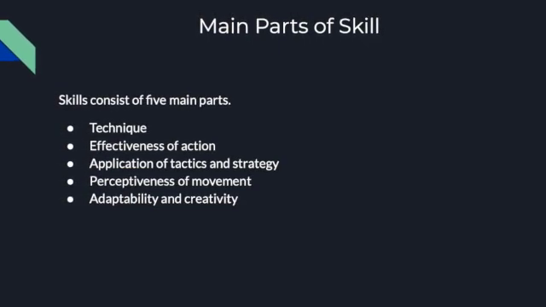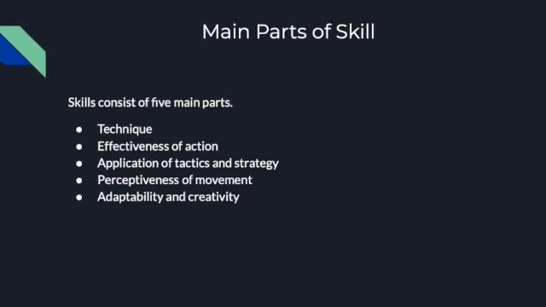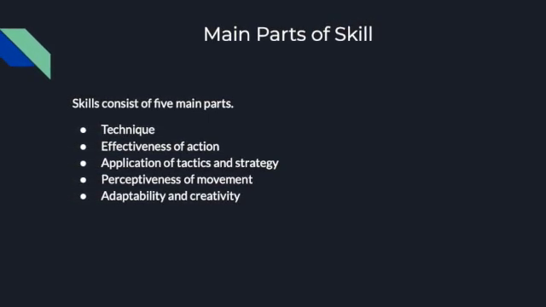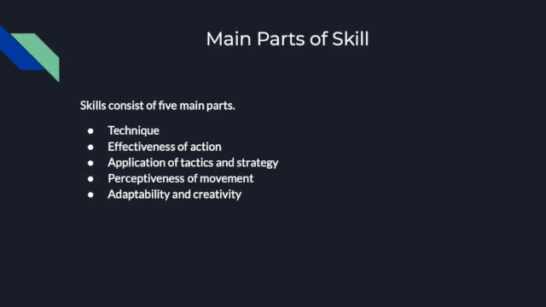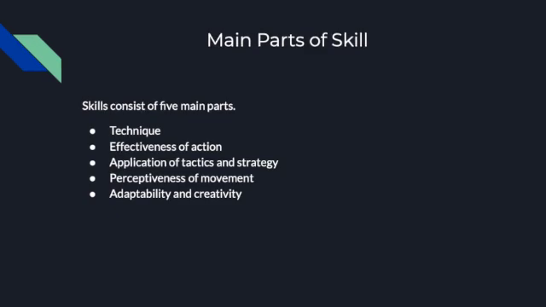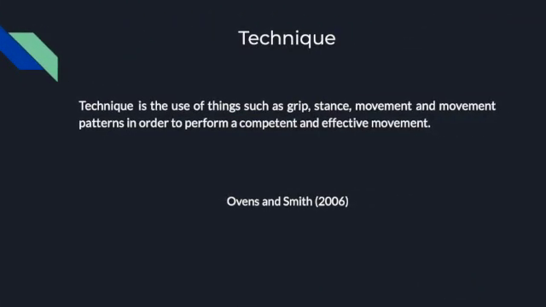There are 5 main parts to skill, these being technique, effectiveness of action, applications of tactics and strategy, perceptiveness of movement, and lastly, adaptability and creativity. The first part of skill is technique.